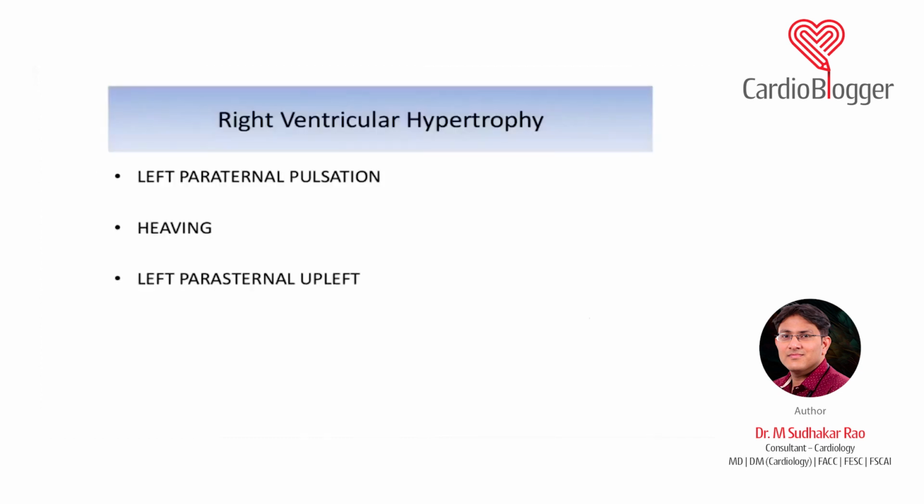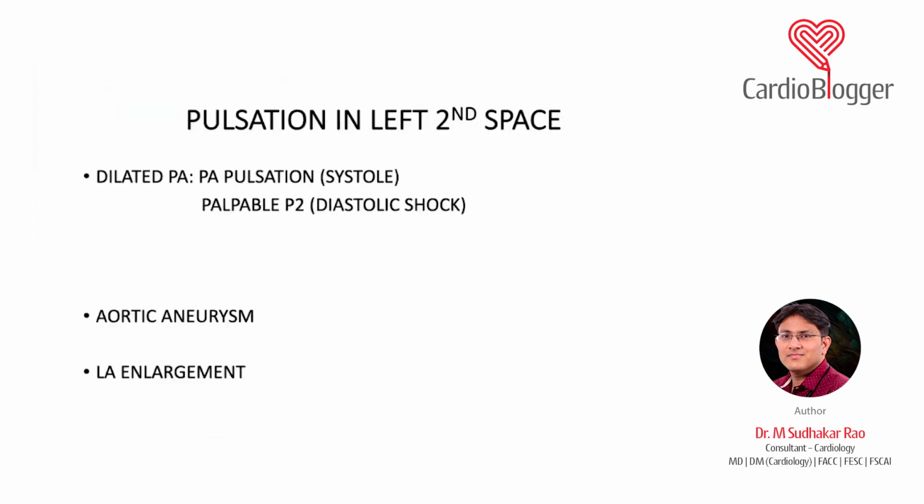So a patient, how do you diagnose right ventricular hypertrophy? Left parasternal pulsations, a heaving parasternal heave, and the left parasternal lift. So this is how you should be, and epigastric pulsation. So this is how you diagnose RVH.